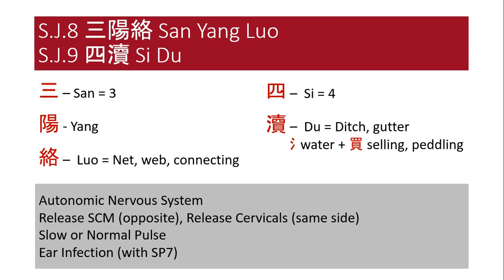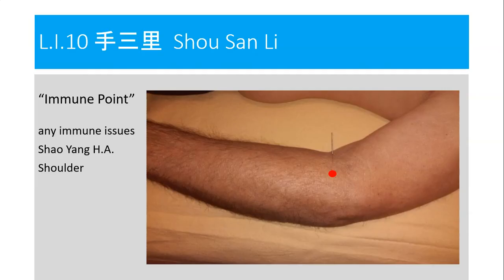Sanjiao 8 is a better point when the pulse is slow or normal. If the pulse is quite rapid, the regular Sanjiao 5 might do a better job. This point also is a good point for ear infections. But the primary use of it is to release the SCM, to release the nervous system, to release the organs. So it's almost like a preparatory point for everything else that you do, because there's so much stress and holding patterns of the nervous system in most patients' bodies.